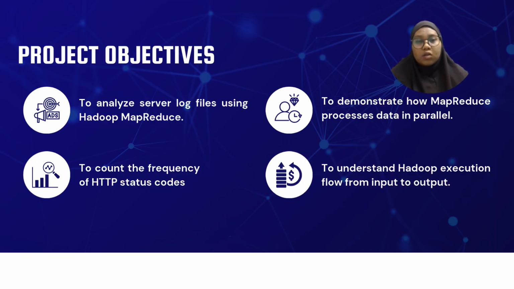The first objective of this project is to analyze a server log file using Hadoop MapReduce. The second objective is to count the frequency of HTTP status codes such as 200, 302, and 404. The third objective is to understand how MapReduce processes data in parallel across multiple nodes. Lastly, the project aims to understand the Hadoop job execution from input to output.